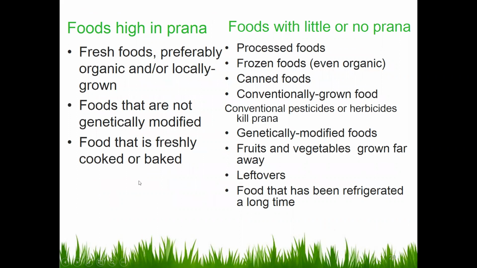You already know what is high in prana. Let's look at foods that have little or no prana. Processed foods. We talked about all the chemical additives. Frozen foods. If you had a choice between eating conventional food and frozen food, I would rather you have conventional fresh food than organic frozen food. Because it's always a choice, right? Conventional food will have all these added chemicals, but it also has prana. But frozen food has no prana, even if it's organic. But if you had a choice between conventional frozen food and organic frozen food, then choose organic.